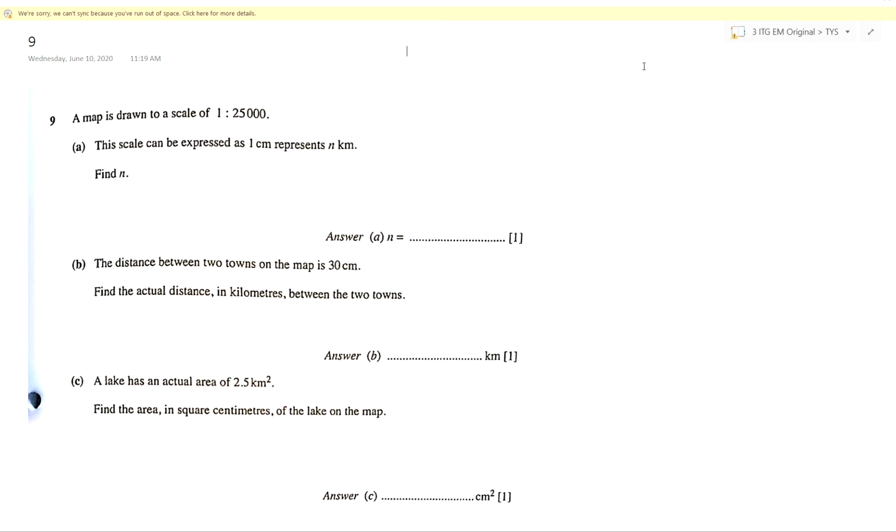25,000. Now this ratio over here has no units. What it means is that no units means same units. That is why we can remove the units. Whether it is interpreted as 1 cm to 25,000 cm or 1 meter to 25,000 meters or 1 kilometer to 25,000 kilometers, it doesn't matter because they have the same units.